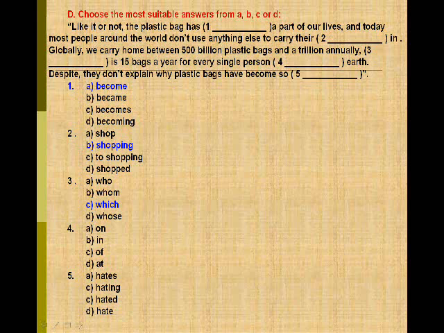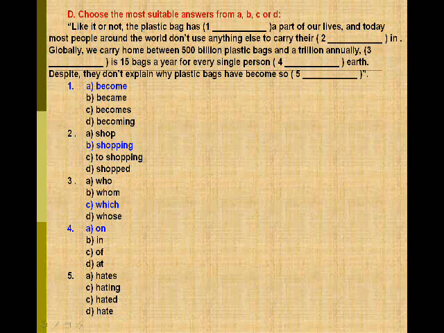Number 4, we have prepositions here. A, on, B, in, C, of, D, at. Yes, remember when we were talking about the moon? So of course, when we talk about earth, always use the preposition on. Single person on earth, okay?